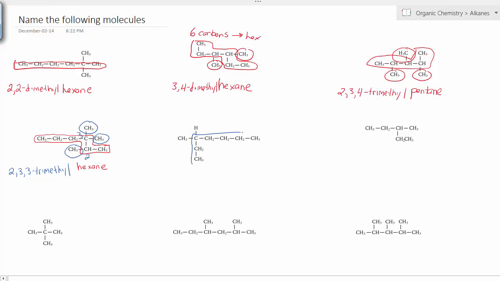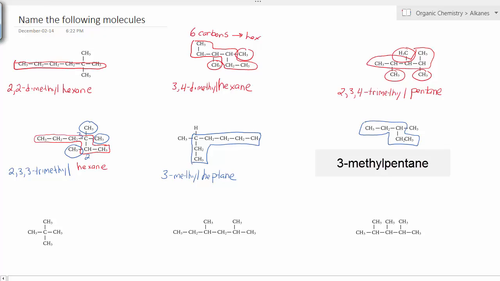Alright, next up, we're going to find out we've got 7 carbons in the longest chain. That hydrogen up top is not a branch, it's just a hydrogen shown, so this is 3-methylheptane. This one down here, we're going to call 3-methylpentane. 5 carbons there, and you've got a methyl group on the third one.